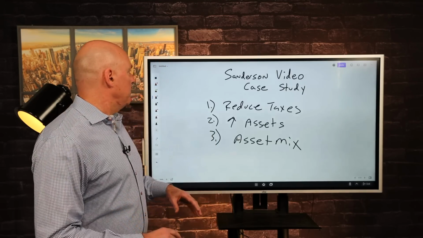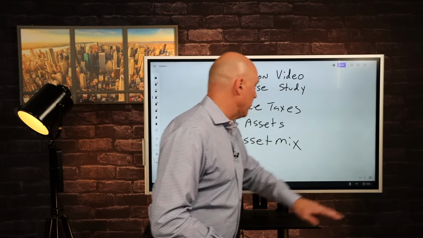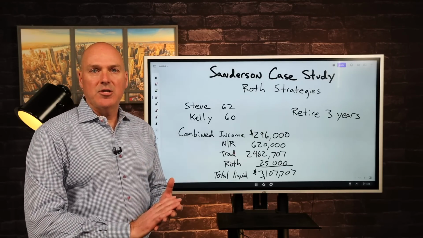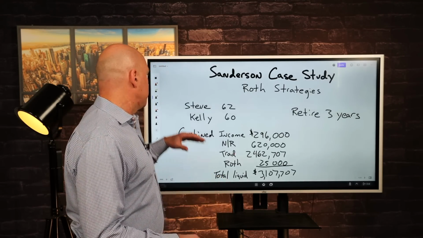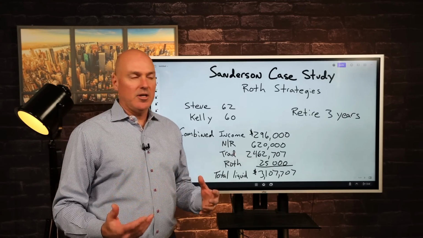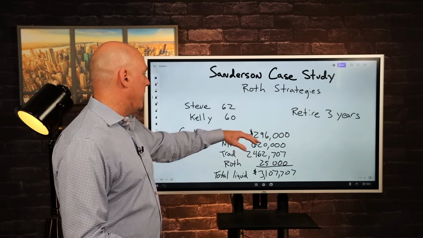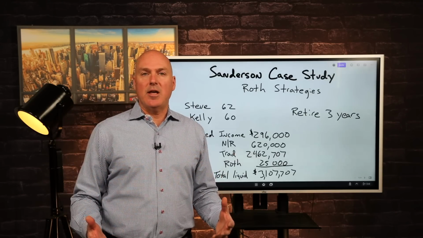Okay, so let's jump into the details of our case study. Up on the screen, I have some of the highlights for Steve and Kelly Sanderson, our hypothetical couple. Steve is age 62, Kelly is age 60. They want to retire in 3 years, and they currently have a combined income of $296,000.